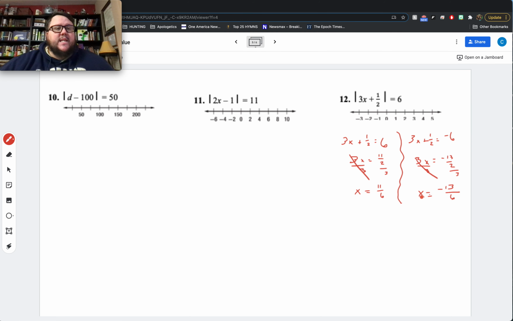So remember, 12 over 6 is 2. So this first one is a little bit shy of positive 2. So I go over 2, and I'm going to go just a little bit shy of it, put my point there. And this is a little bit bigger than -2, so I'm going to go to -2, and I'll make it a little bit on the left side of -2. And my solution set, x equals -13 over 6. If you notice, I put the smaller value first. I always order them from least to greatest, comma 11 over 6. And that would be my answer.